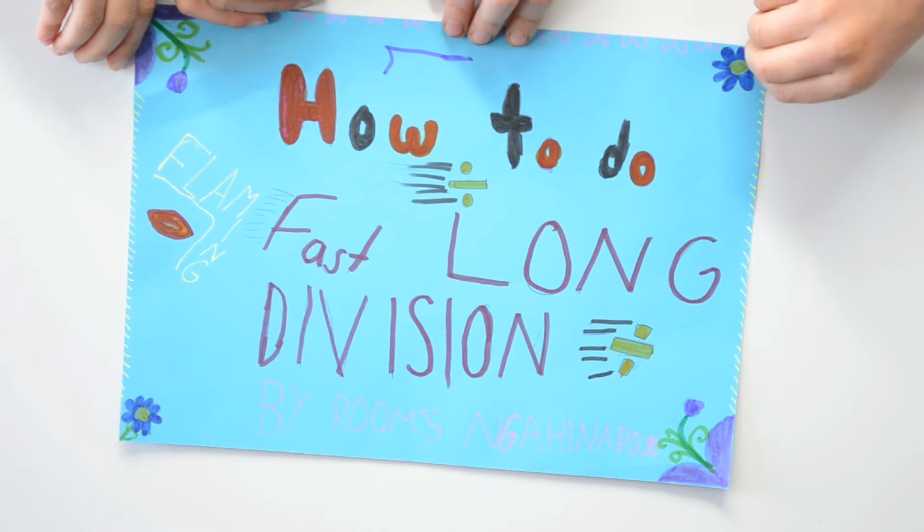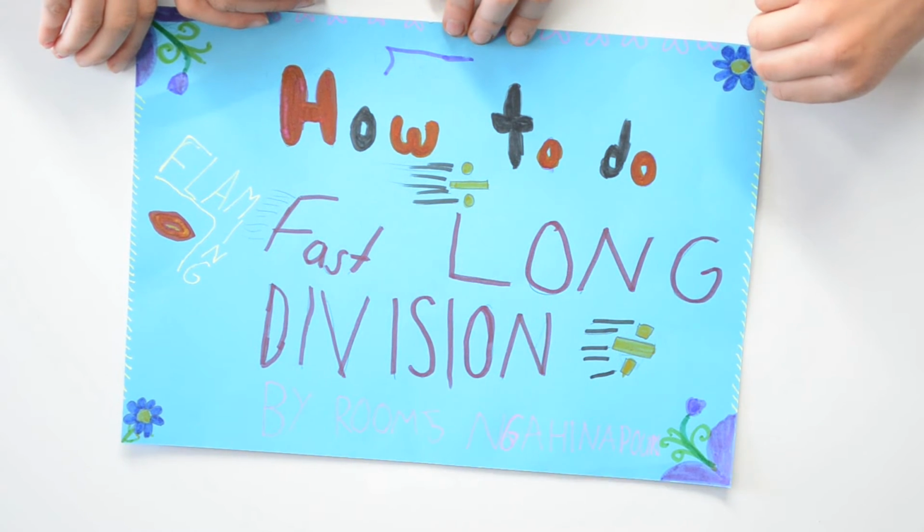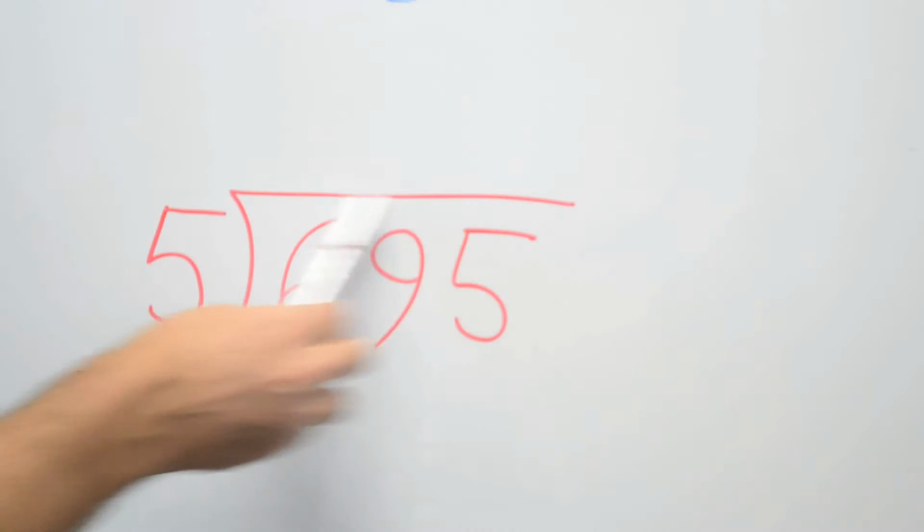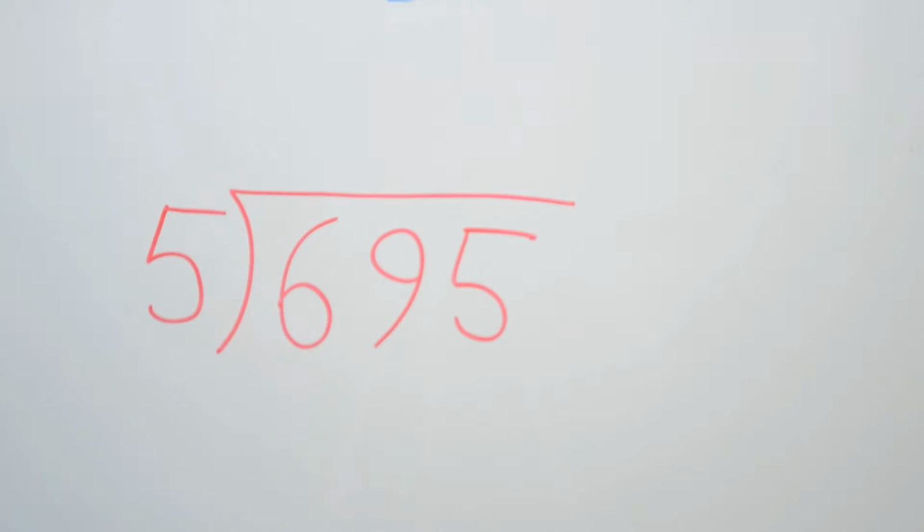How to do flaming fast long division. Okay, today we're going to have a look at fast long division. To do that, we need to know some very basic things. We need to know about this symbol here, which is our long division symbol, and we also need to know about something called remainders. And we're going to use remainders to help us solve this problem really quickly.